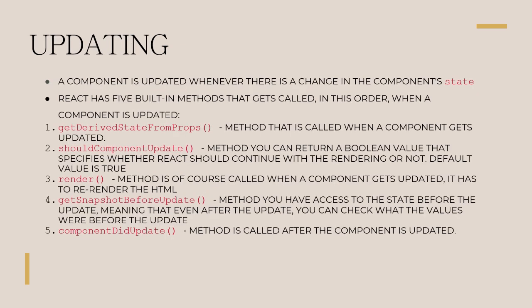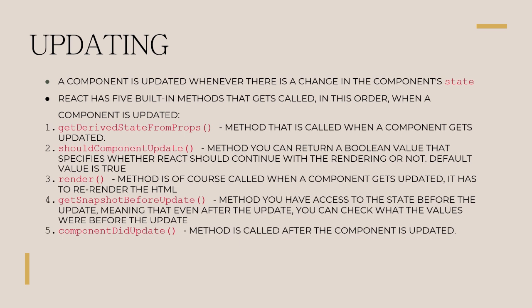Then we have updating. Updating is used when the component is updated and whenever there's a change in the component state. This has five built-in methods. The first one is getDerivedStateFromProps. This method is called when a component gets updated. Then shouldComponentUpdate: this method can return a boolean value that specifies whether React should continue with the rendering or not. The default value set for this is true.